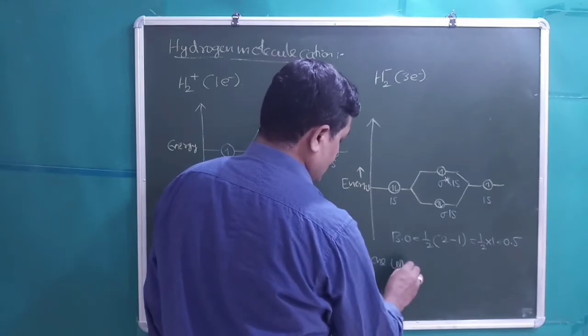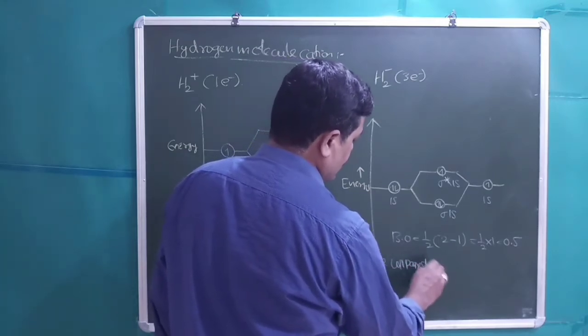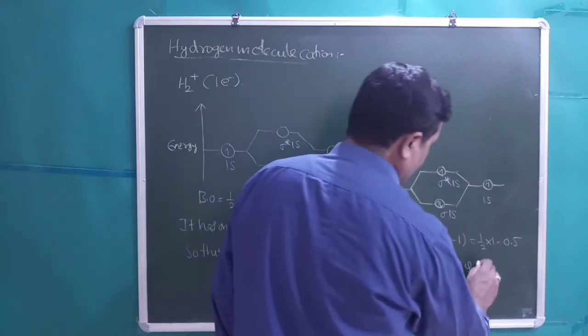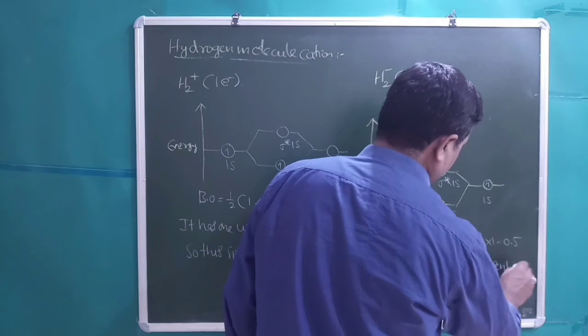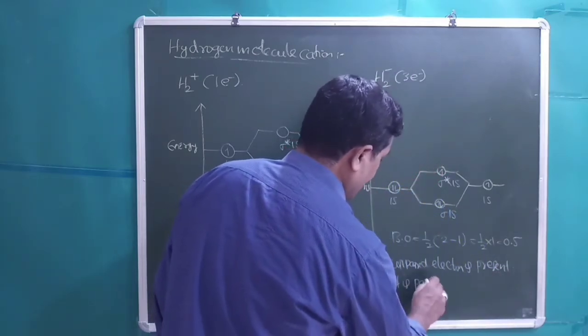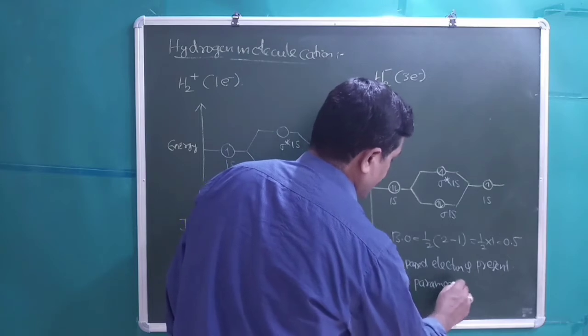One unpaired electron is present. So it is paramagnetic.